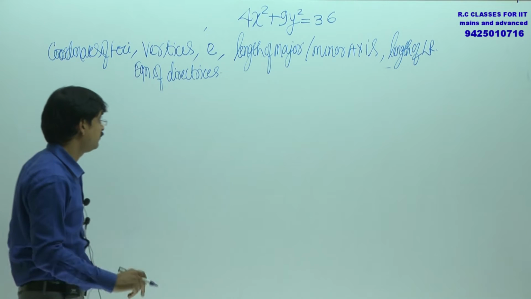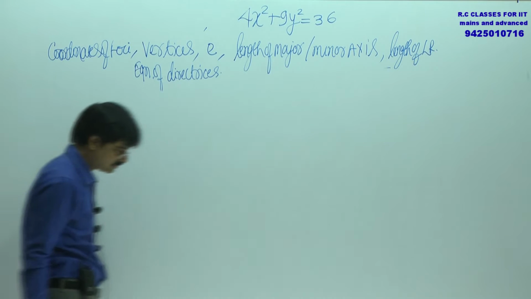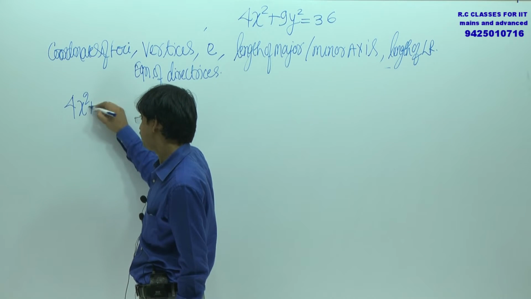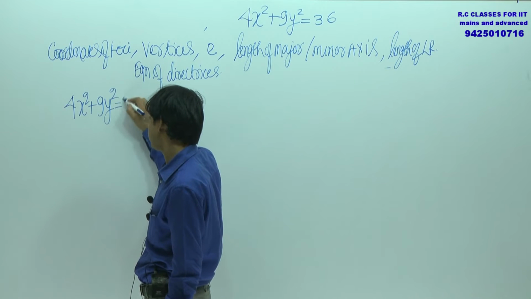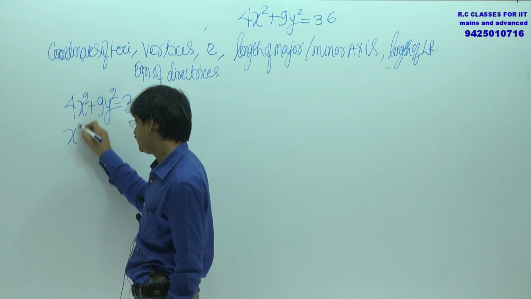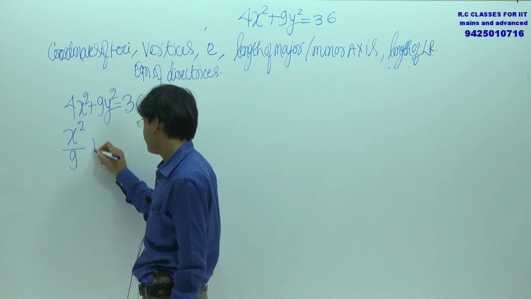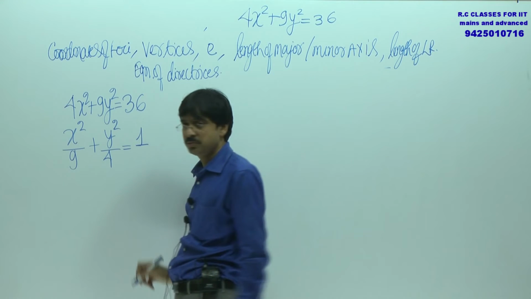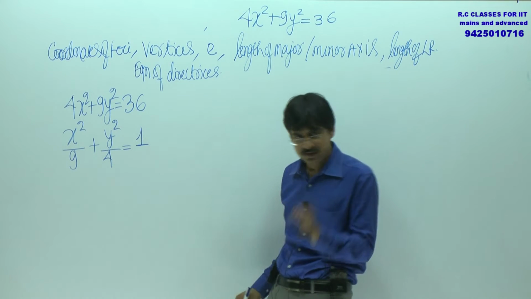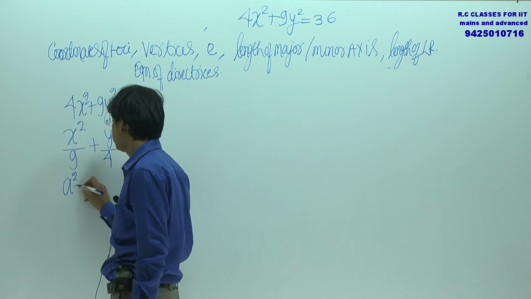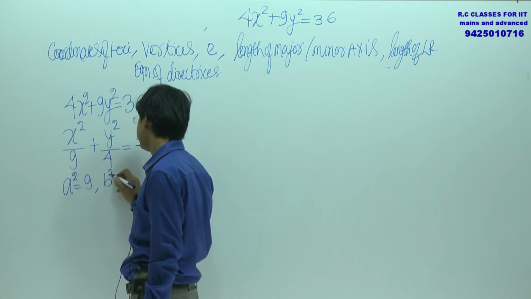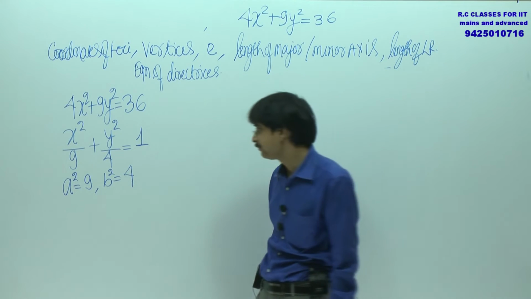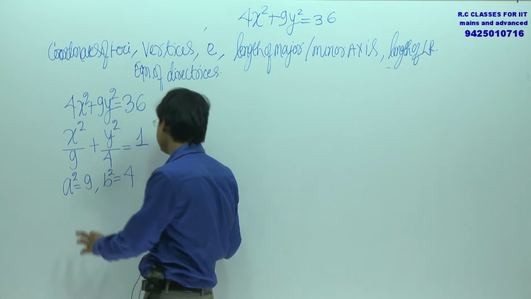Now look for the second one. 4x square plus 9y square equals to 36. Equation of standard ellipse. Standard form में ले आया, that will be x square by 9 plus y square by 4 equals to 1. Clearly यहाँ पर अगर आप देखते हैं तो a square is equals to 9 and b square is equals to 4. That's the case of a greater than b.